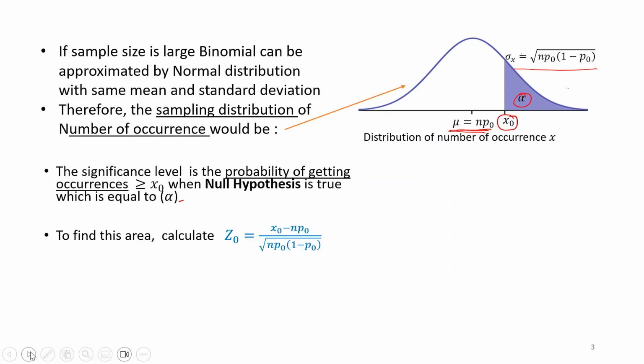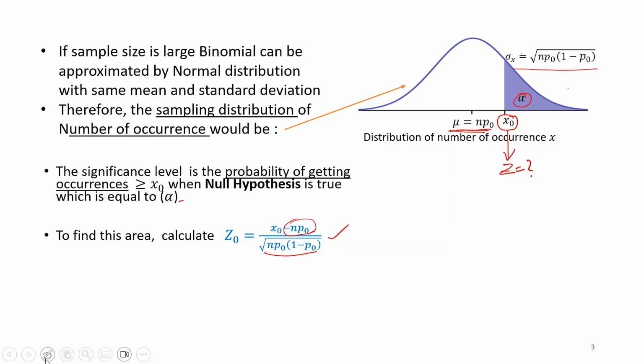Now if I want to find out this area alpha, what do we need to know? We have to find out the corresponding value of z here. How much is the value of z here? We know this formula, we have learned it already. Z is x bar minus mu, divided by sigma. So that will give us the z value at x0, that is the observed x.